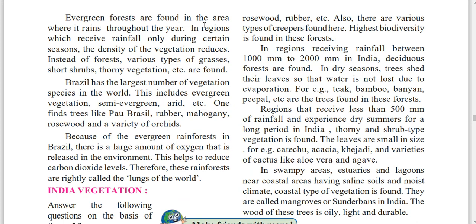Evergreen forests are found in the area where it rains throughout the year. In regions which receive rainfall only during certain seasons, the density of the vegetation reduces. Instead of forests, various types of grasses, short shrubs, thorny vegetation, etc. are found. Brazil has the largest number of vegetation species in the world. This includes evergreen vegetation, semi-evergreen, arid, etc. One finds trees like pau Brazil, rubber, mahogany, rosewood, and a variety of orchids.